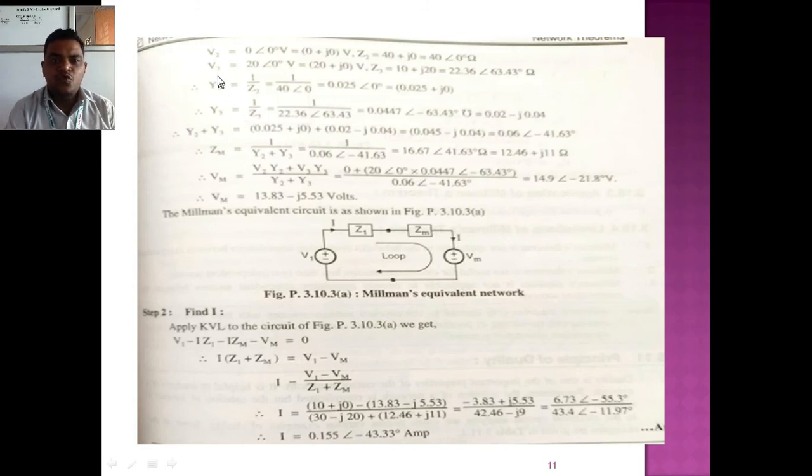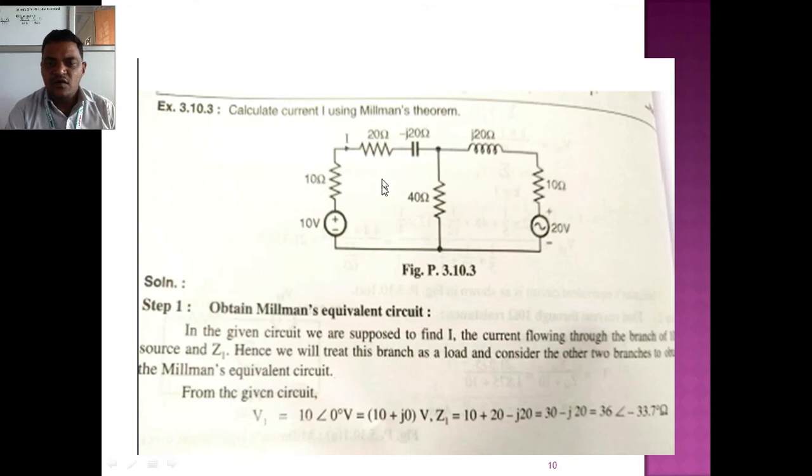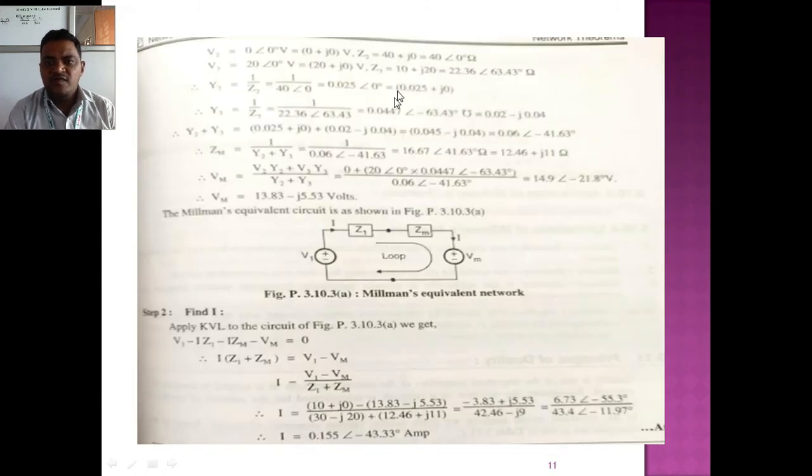So here V2 we have calculated: V2 is 0 because no voltage source is available, so V2 is 0 at an angle of 0 degrees, that is 0 plus j0 volt. Z2 is just the 40 ohm, which is 40 plus j0. This is the rectangular form, and we convert it into polar form, which is 40 at an angle of 0 degrees. Then V3 equals 20 at an angle of 0 degrees volt, which in rectangular form is 20 plus j0 volt.